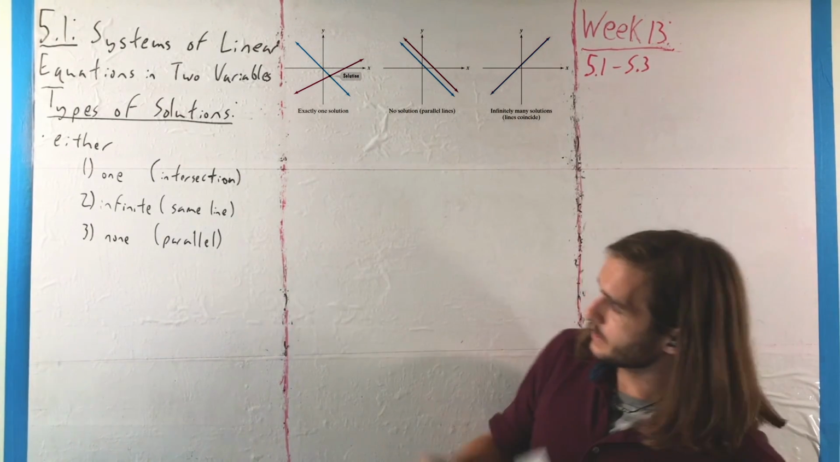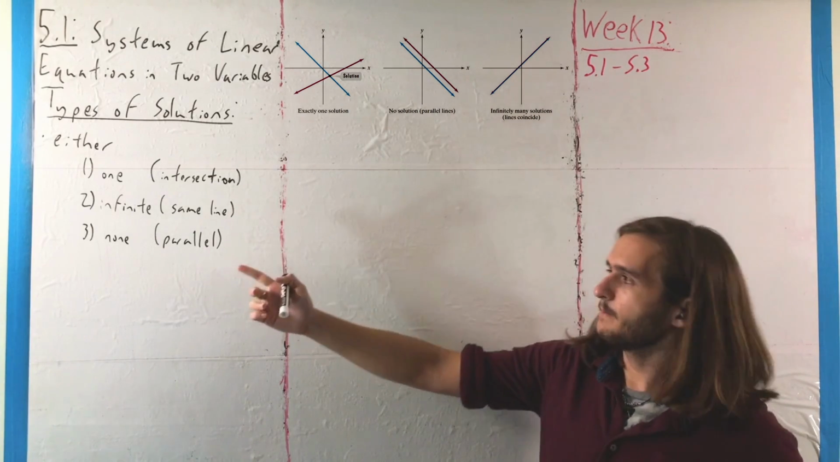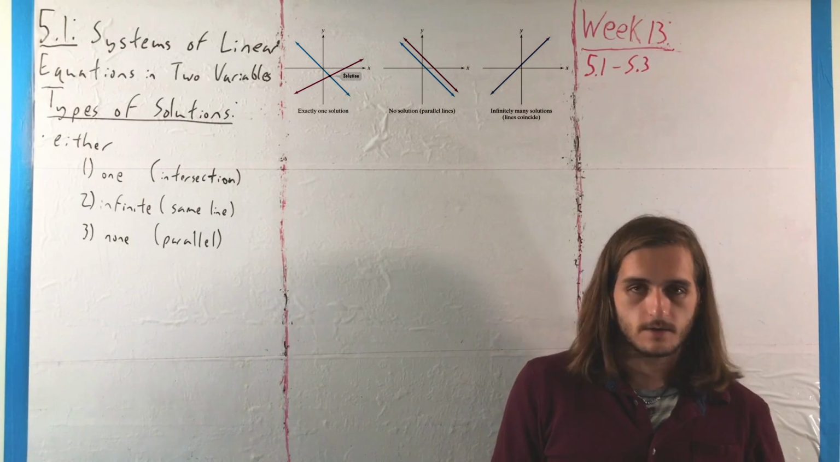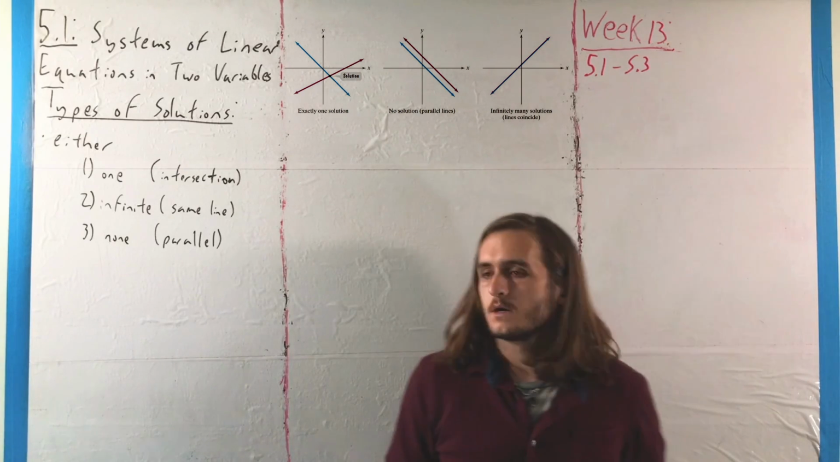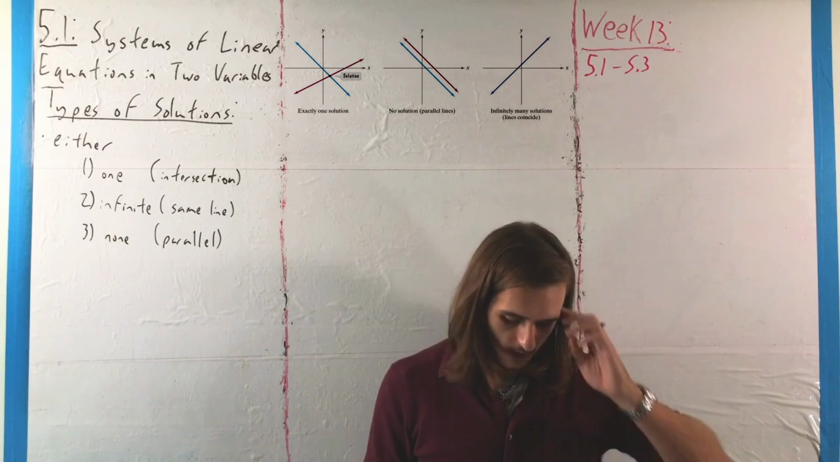That means we can either have one single solution where the lines intersect one time, or we can have infinitely many solutions if the lines are functionally the same, or we can have no solutions at all if the lines are parallel, that is, they never cross each other.